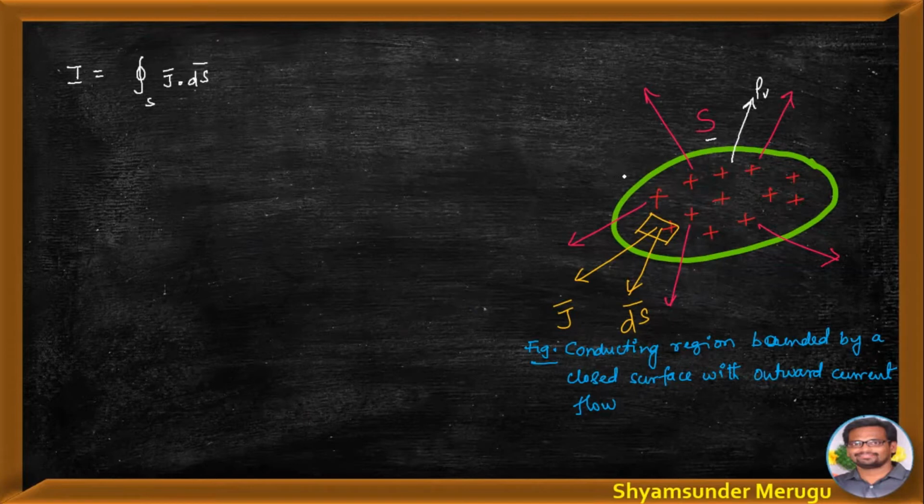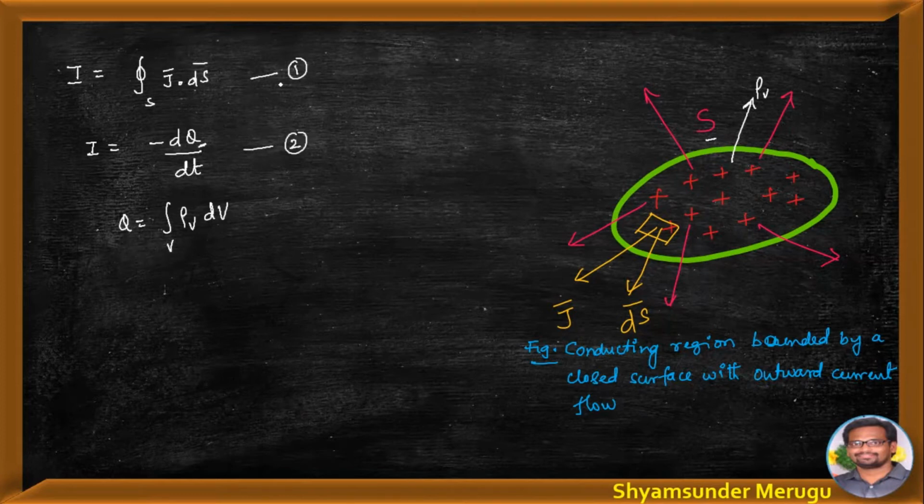Therefore, the total current flowing in the outward direction can be expressed as I equals minus dq over dt, where q is the total charge enclosed by the surface, and it can be written in terms of volume charge density rho v as q equals volume integral rho v dv. Let us treat these as equation 1 and equation 2.